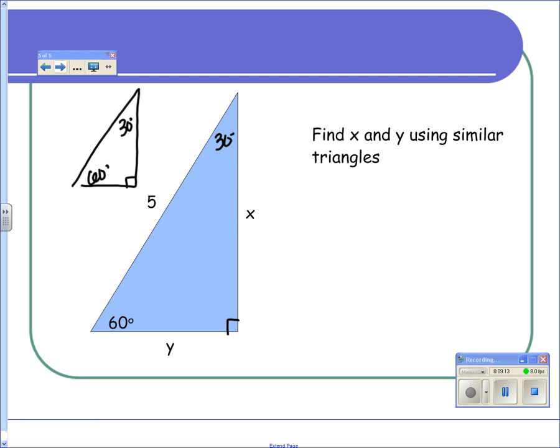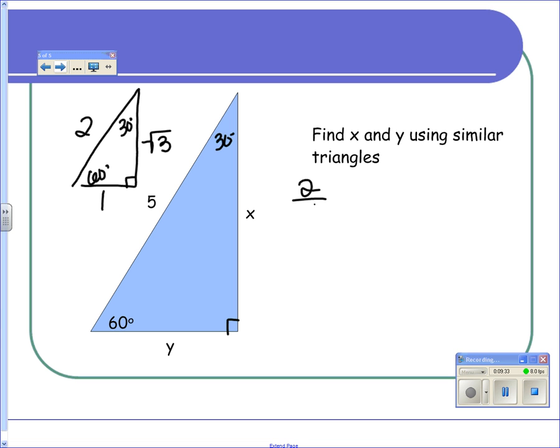Where does the 2 go? The hypotenuse. Where does the 1 go? And where does the square root of 3 go? Right next to the 30 degrees. The 3's go together. Does that make sense? So what proportion could I set up?